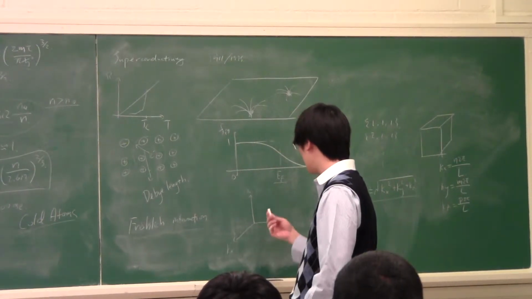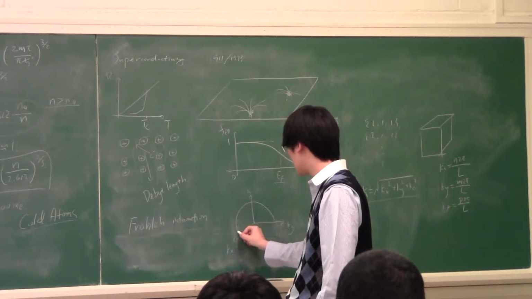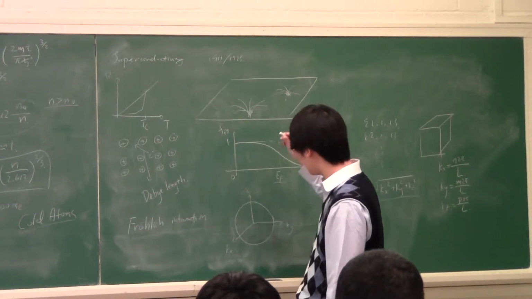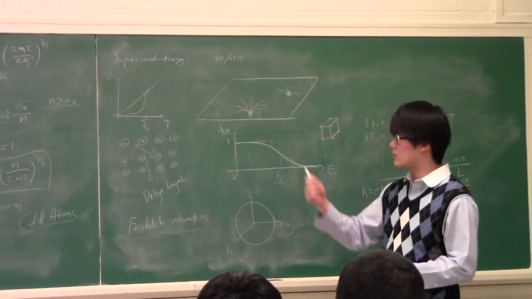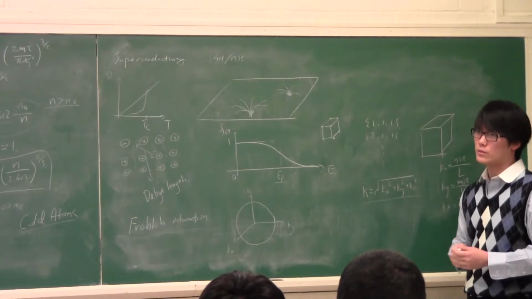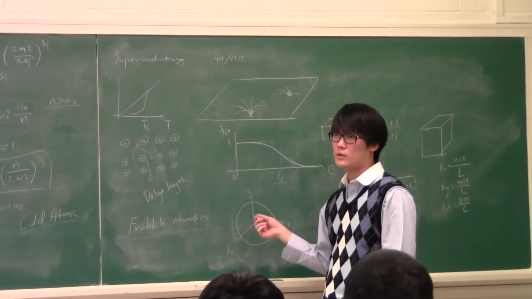So to fill up the states in the metal, it becomes something like this. Okay, it becomes a sphere. If you use that boundary condition over here, we're only using the first octant of the sphere.